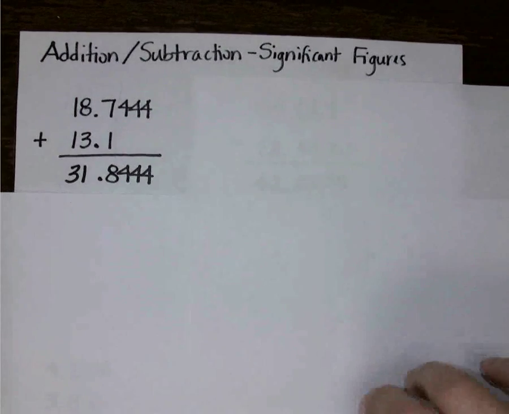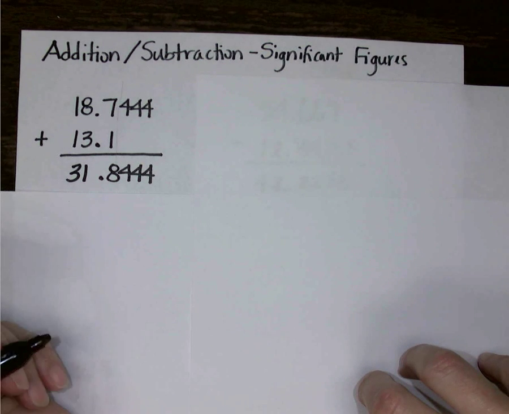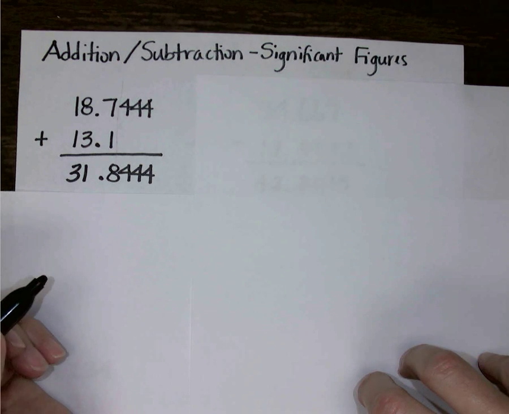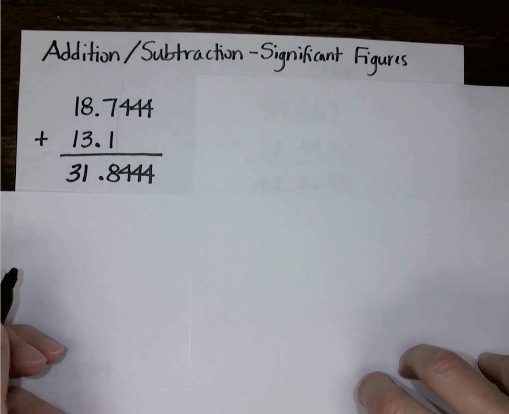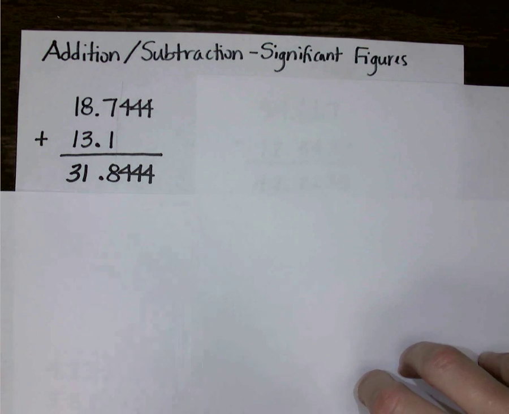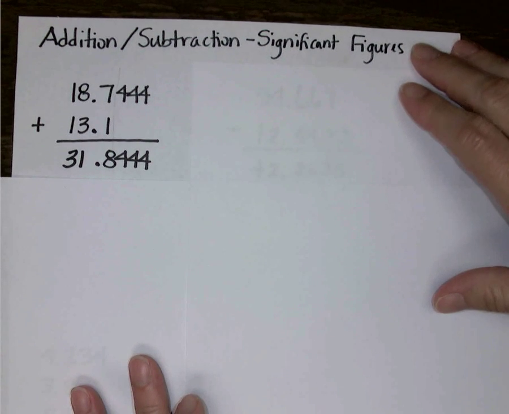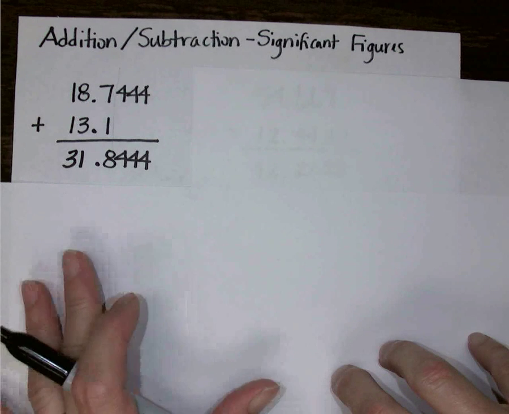Okay, the title of this is Performing Calculations with Significant Figures. We're going to talk about addition and subtraction and multiplication and division. Now, with addition and subtraction, the answer can only be as precise as the least precise piece of information. So the first thing to do is to simply work the problem, and I have started that here.